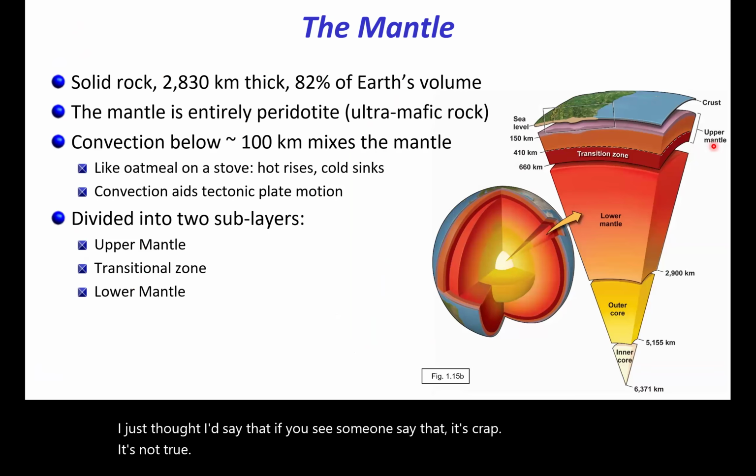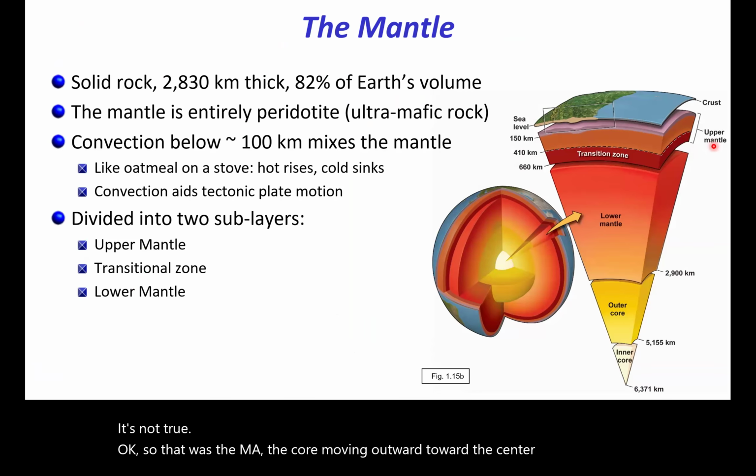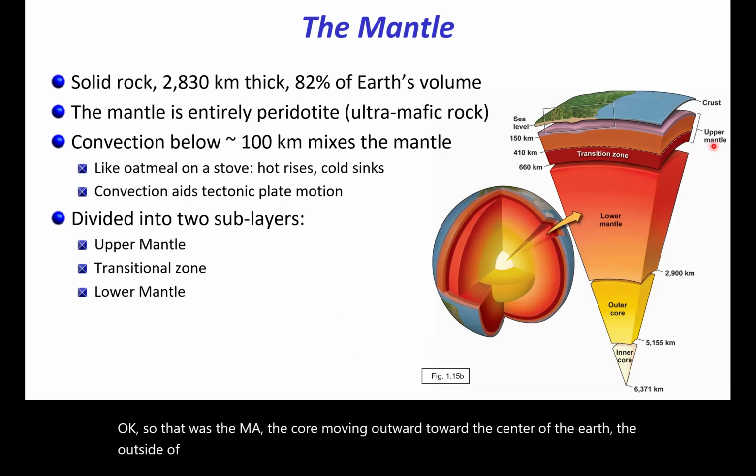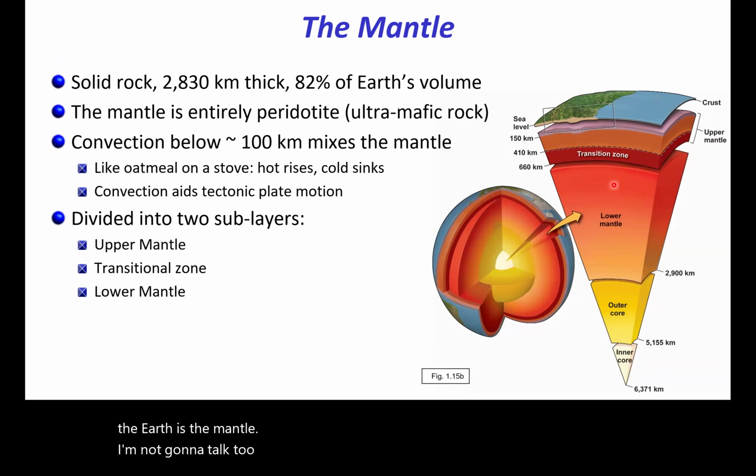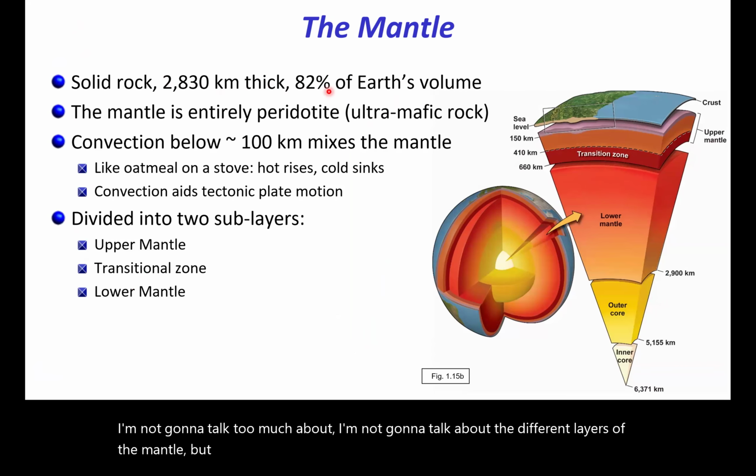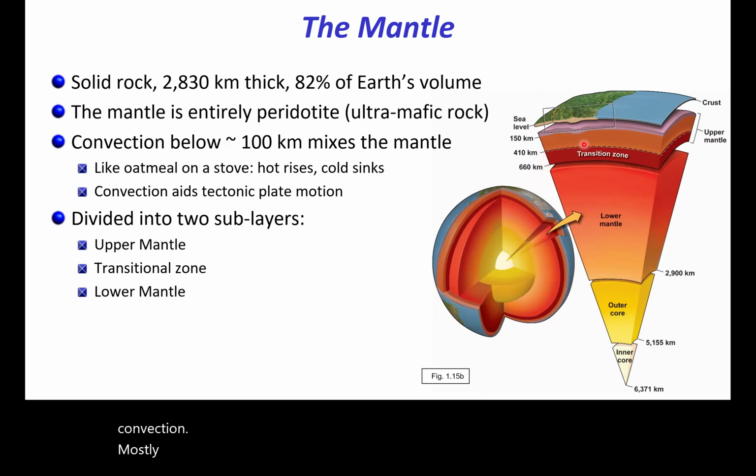Okay, so that was the core. Moving outward from the center of the Earth, the next layer is the mantle. I'm not going to talk about the different layers of the mantle, but it is very, very thick. It is 82% of Earth's volume. We do have convection, mostly below a certain depth, and that convection helps mix the mantle.